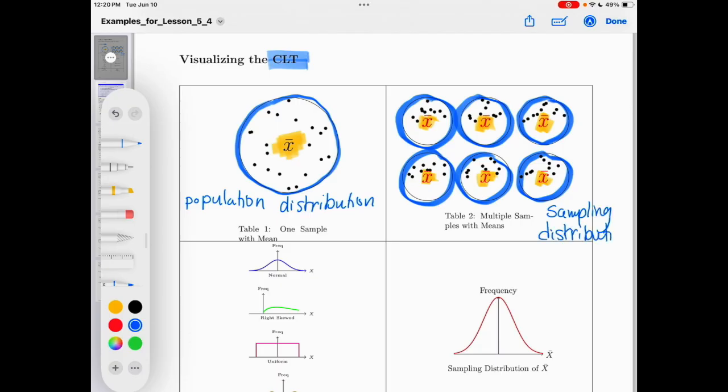The sampling distribution is the graph of all the means, and the population distribution is the graph of all the individual data values collected from one sample. So hopefully this helps you visualize what I'm talking about when I say I'm taking many, many samples, I'm finding the means of all those samples, and then I'm using all those means to graph the sampling distribution.